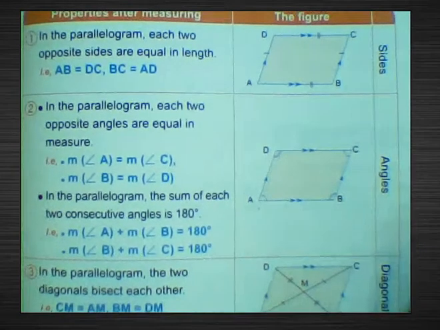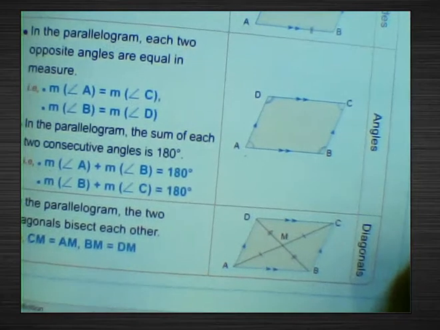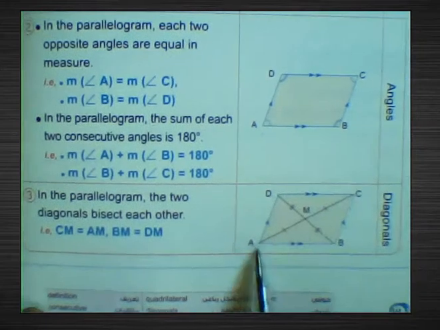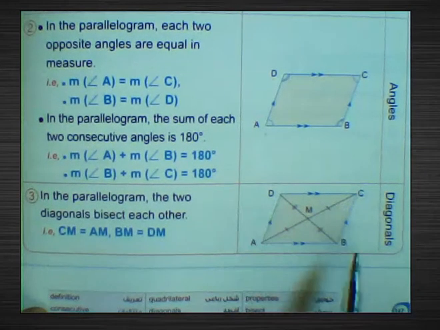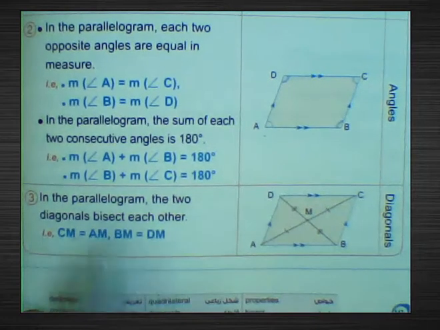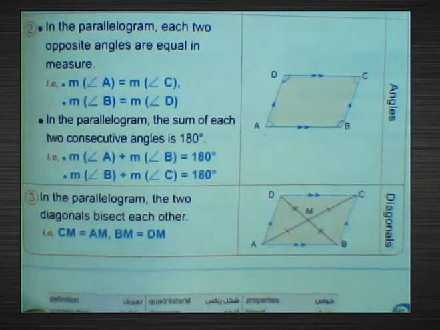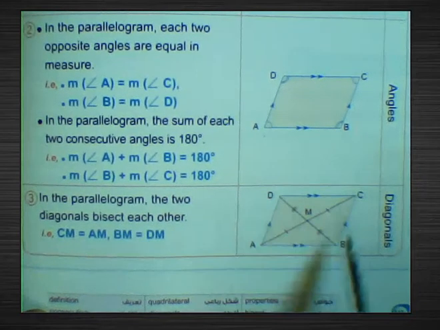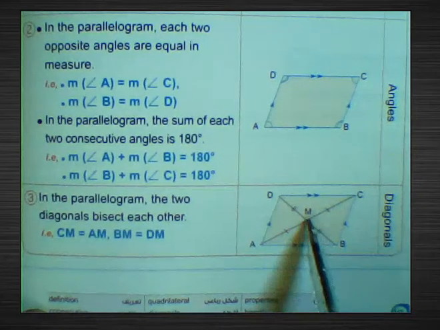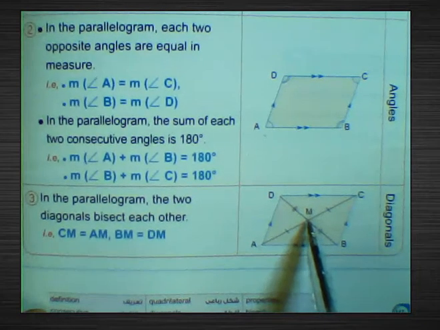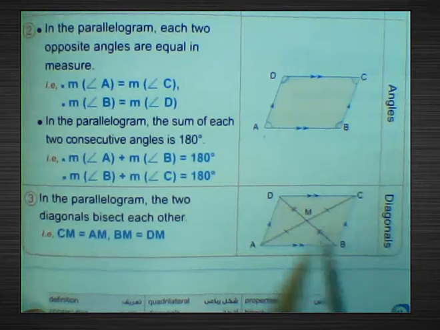In the parallelogram, the two diagonals bisect each other. Look at AC and DB, the diagonals. In the parallelogram, the two diagonals bisect each other, such that AC and DB meet at this point in the middle, between DB and AC.